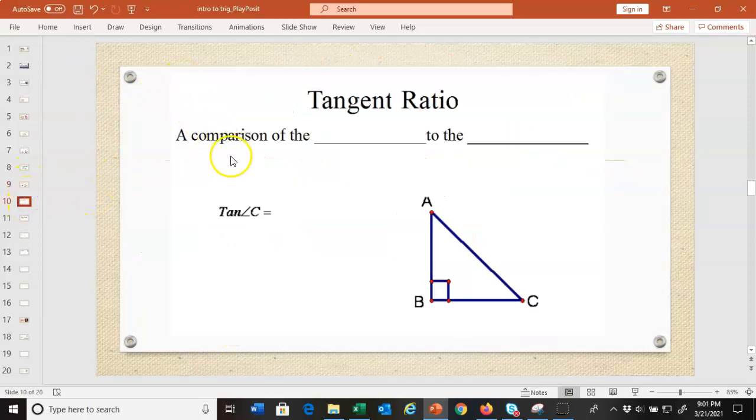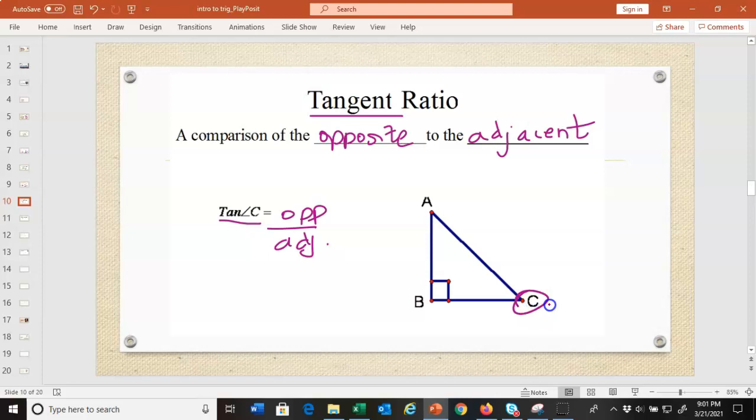Last but not least is the tangent ratio. So again, here's the word tangent, and it's abbreviated to tan, but you will not hear me say tan C. You'll still hear me read this as tangent of C. So tangent is the comparison of opposite to the adjacent. Opposite over adjacent.